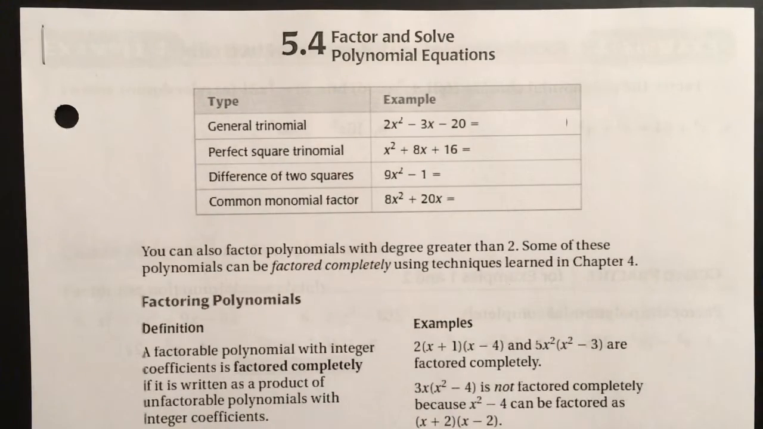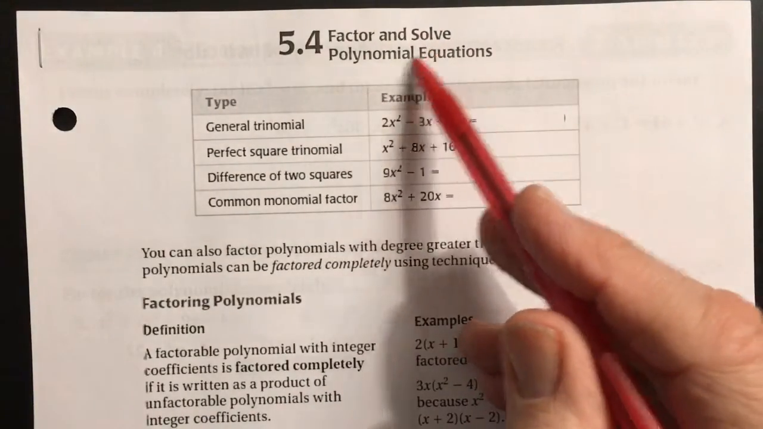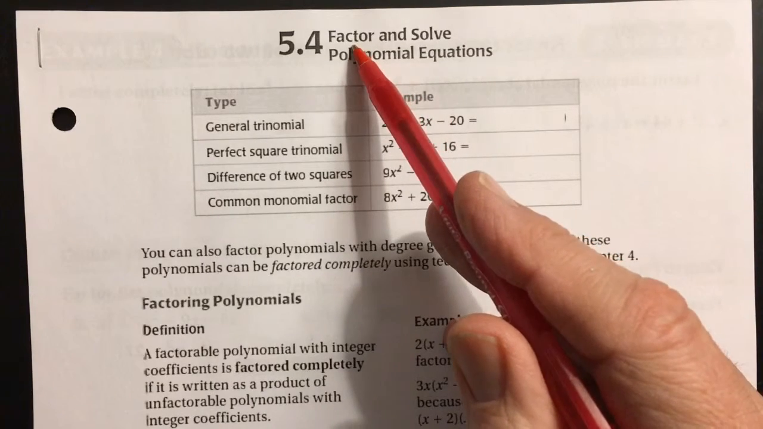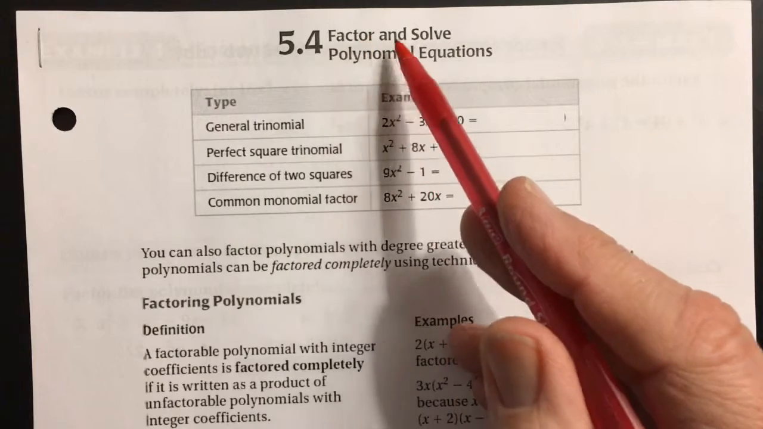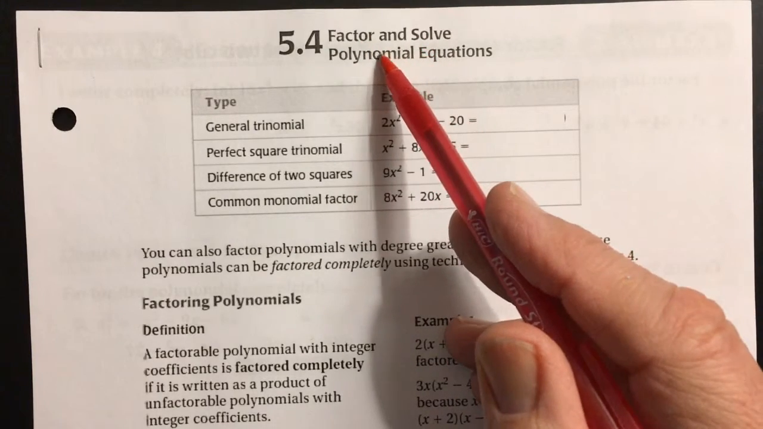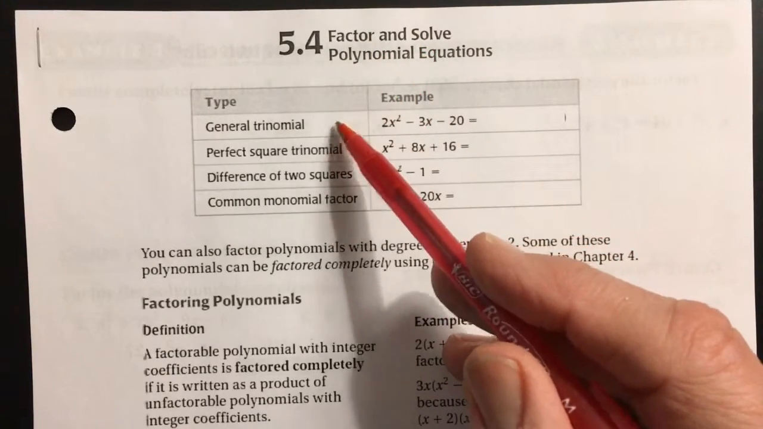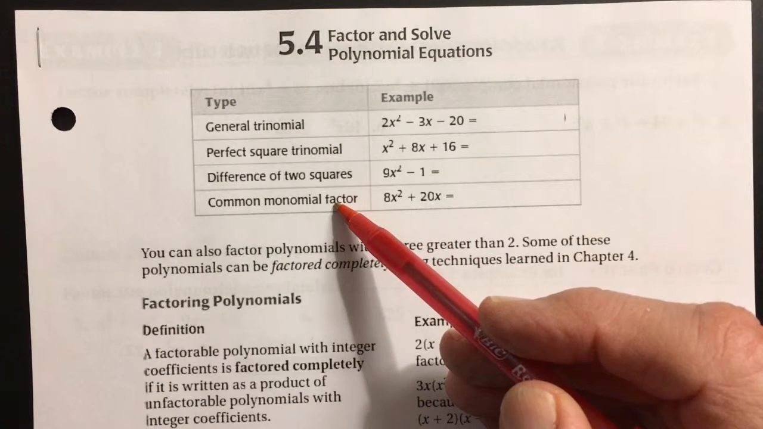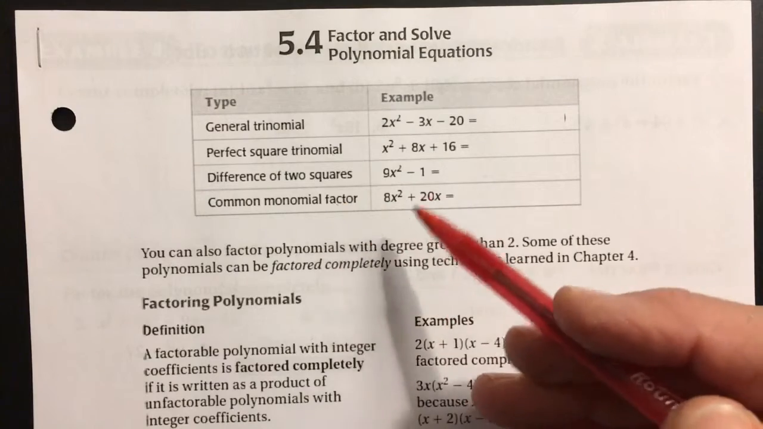Section 5.4 is factor and solve polynomial equations. If you recall, when we factor, we simplify, and then solving, we just take whatever we simplified and set it equal to 0. We'll do some examples of things we've done previously, and then go into some new shortcuts for factoring.